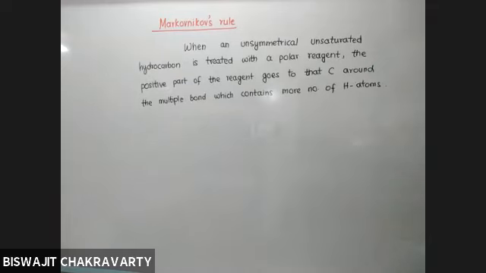When an unsymmetrical unsaturated hydrocarbon, unsymmetrical means on the two sides of the multiple bond, double bond or triple bond, if number of carbon atoms are unequal, is treated with a polar reagent. Polar reagents are those which have positive and negative charge on them due to difference of electronegativity. Then the positive part of the reagent goes to that carbon around the double bond or triple bond which contains more number of hydrogen atoms. This is Markovnikov's rule.